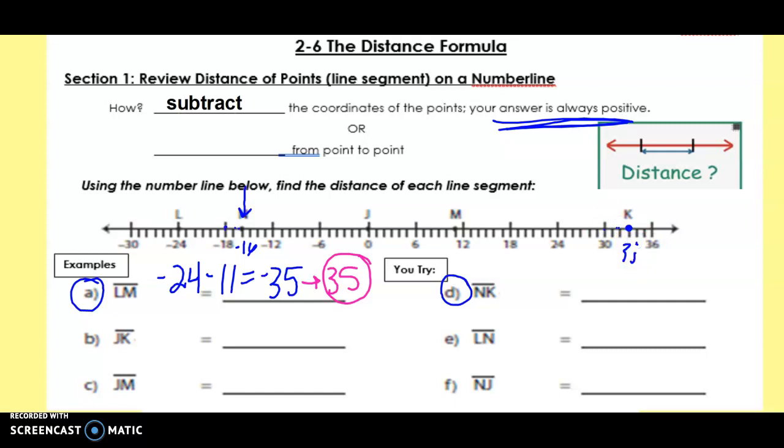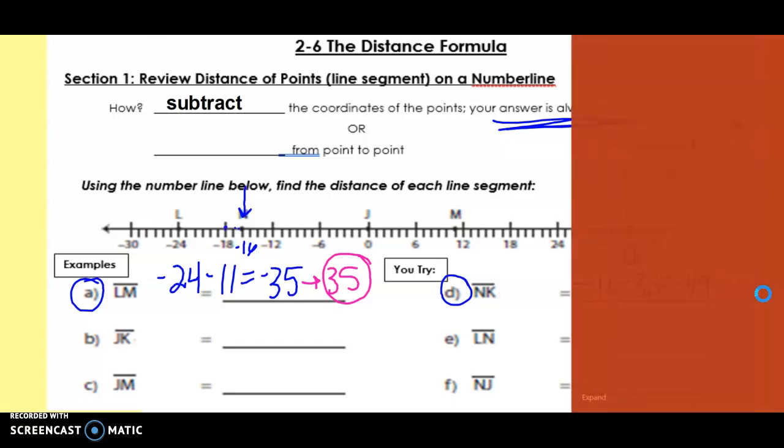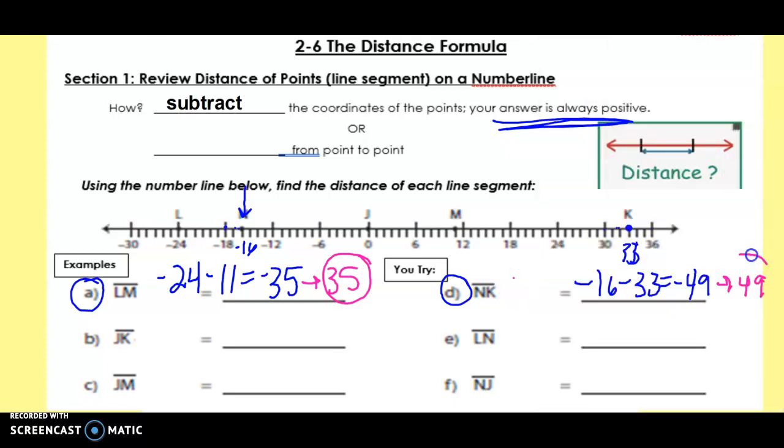So again, we're going to subtract our values. So negative 16 minus 33. And doing our math here, we get a negative 49. Now again, distance can never be negative. So just make sure to be thinking logically about your answers. Distance can never be negative, so we're going to switch it over to positive 49.